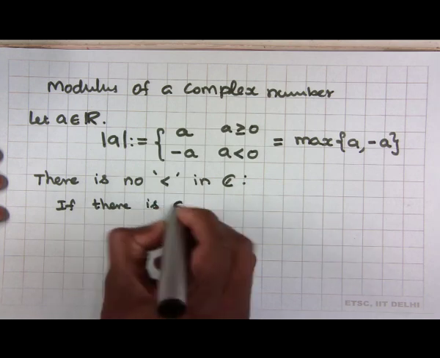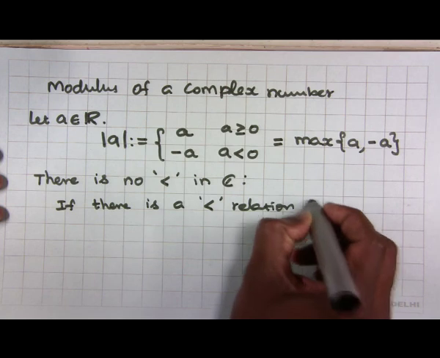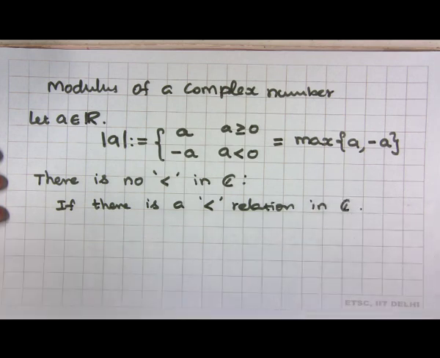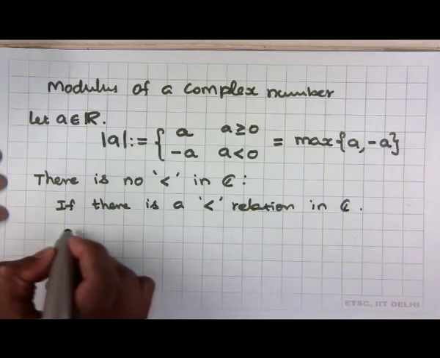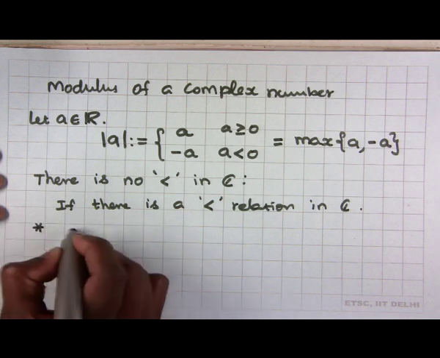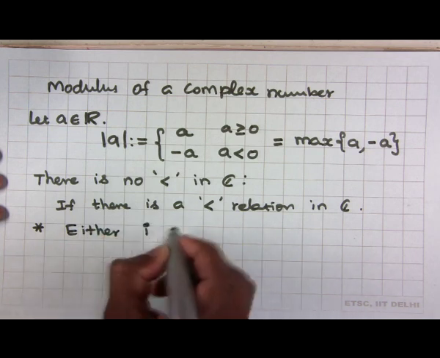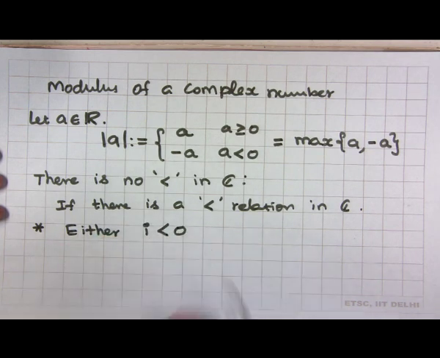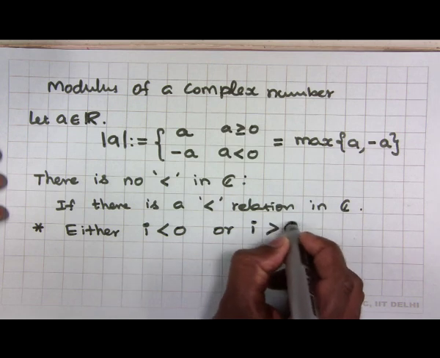then what will happen? Any number can be compared with the other number. For example, in this case, what we end up with immediately is, either i is less than 0 or i is greater than 0.